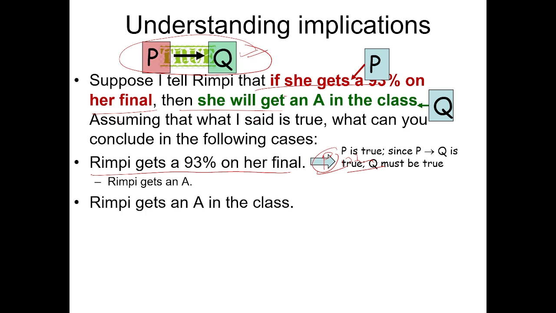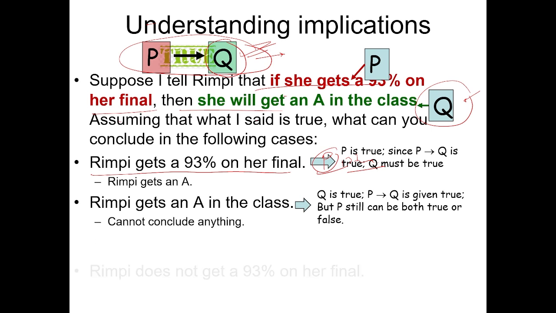Okay, so now we know Q is true. Can you say anything about P though? As we've seen before, this whole implication becomes true if just the Q portion becomes true. P can be false or true, it doesn't matter. If Q is true, this whole thing is going to be true regardless. So you don't know anything about the state of P, whether she has gotten 93% on her final. No conclusion.